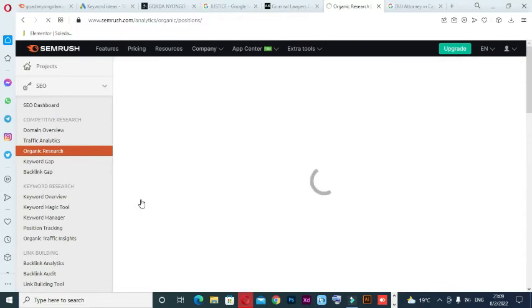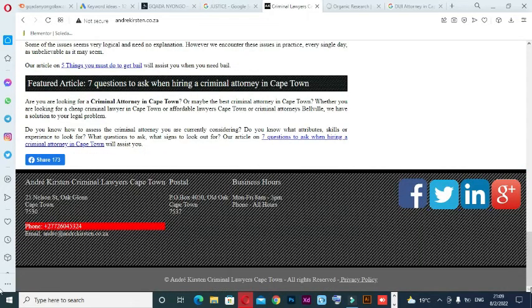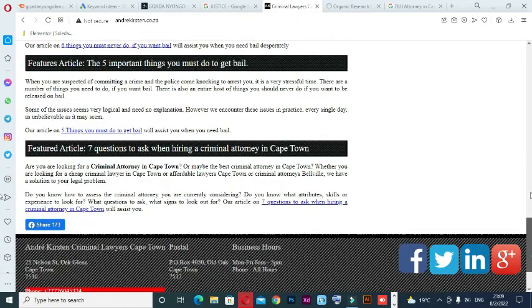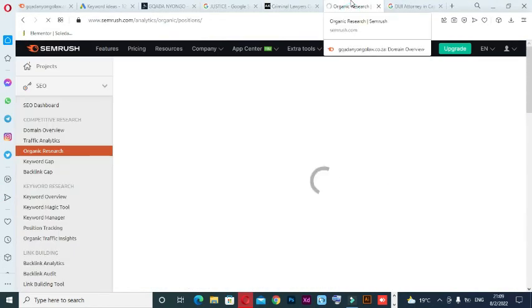The most interesting thing would be that it would be so easy to outrank them. From what I see, number one, they don't have an SSL certificate. Number two, their website is not that appealing. So it will be so easy to go against this, but it will take some time.